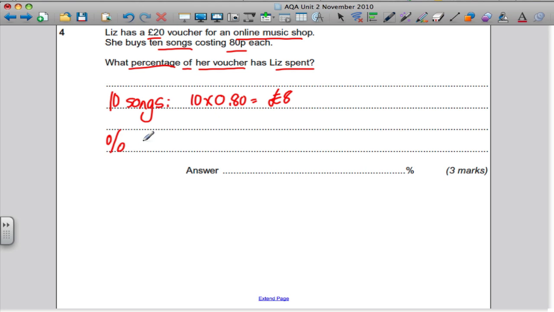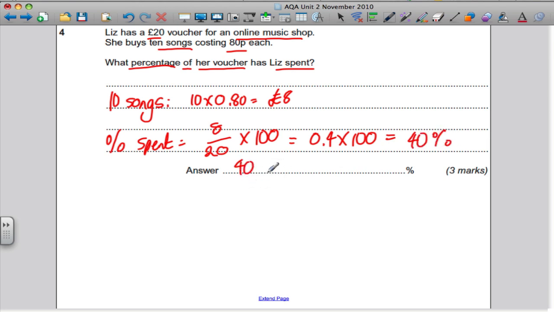So percentage spent must equal 8 over her total of 20, and then that fraction, you multiply it by 100 to get the percent. Now, how do we work out this as a percent? Well, 8 divided by 20 is the same as 4 divided by 10, simplifying that fraction, which is 0.4, times 100, and 0.4 times 100 is 40%. So she has spent 40% of her voucher money.